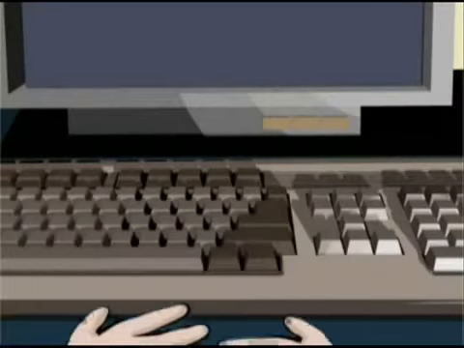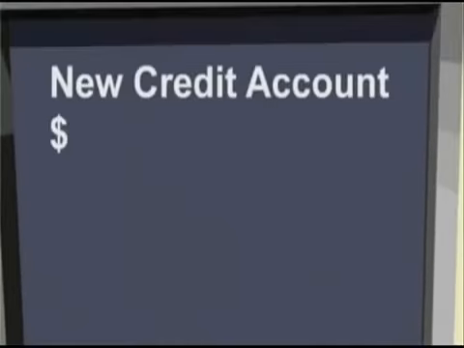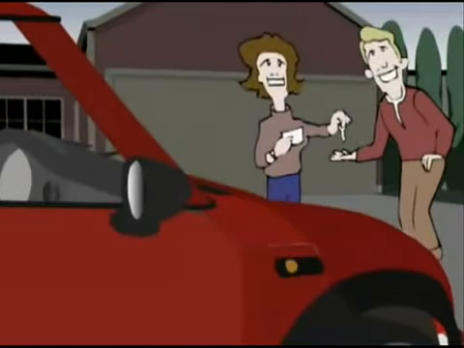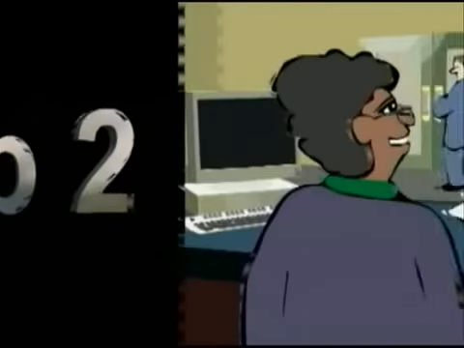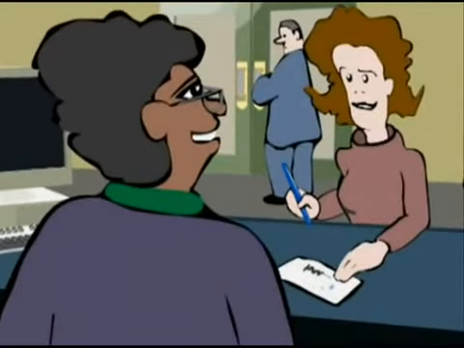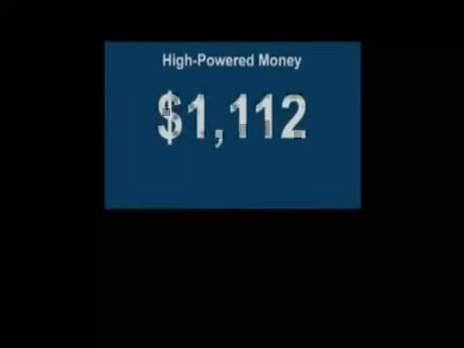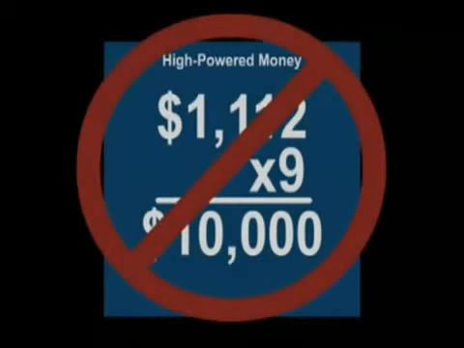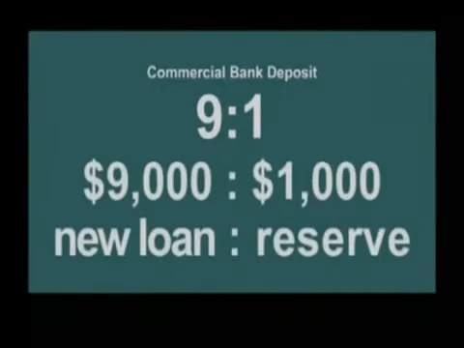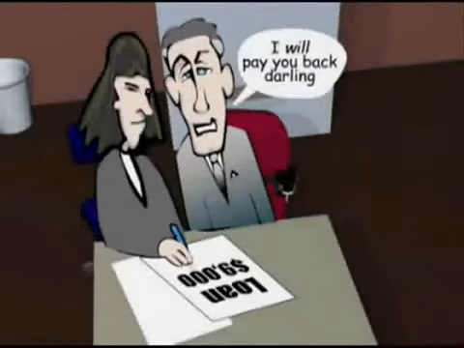This $10,000 is not taken from anywhere. It's brand new money simply typed into the borrower's account as bank credit. The borrower then writes a check on that bank credit to buy the used car. Step 2. The seller then deposits this newly created $10,000 at her bank. Unlike the high-powered government money deposited at the central bank, this newly created credit money cannot be multiplied by the reserve ratio. Instead, it's divided by the reserve ratio. At a ratio of 9-to-1, a new loan of $9,000 can be created on the basis of the $10,000 deposit.